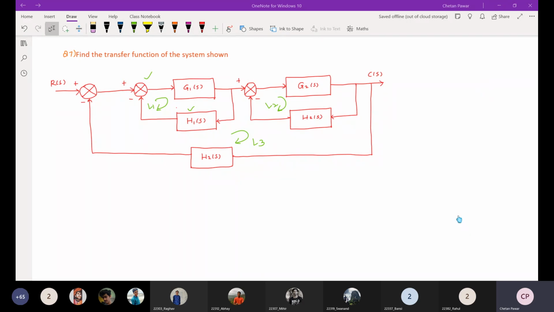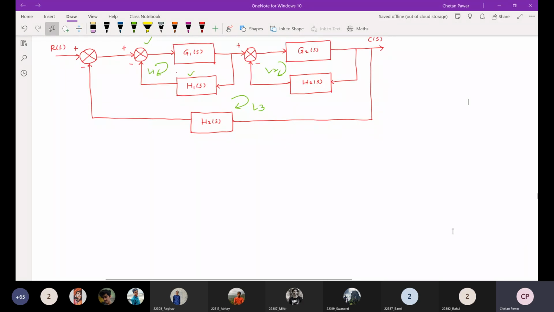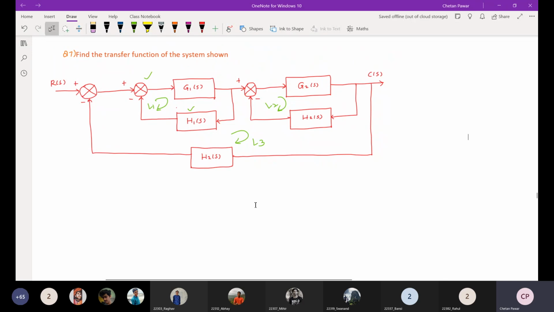Okay, Abhay has posted his answer. Isha also posted. Harsh. Okay. Yeah. Okay, so good effort. Three members have posted it.